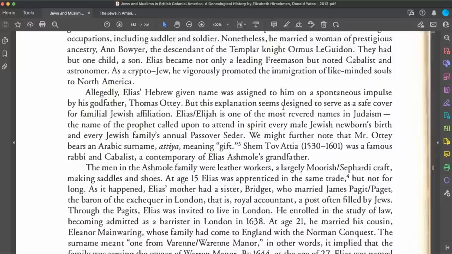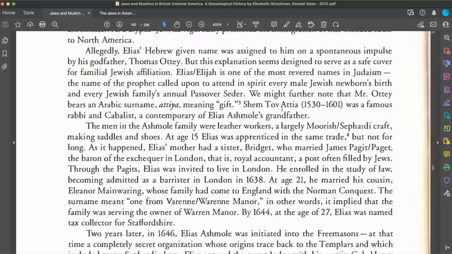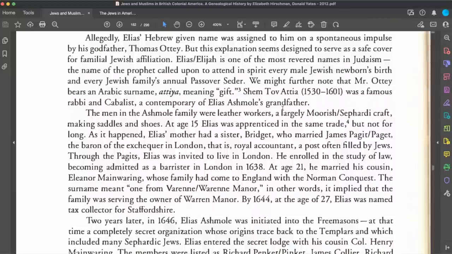The men in the Ashmole family were leather workers, a largely Moorish Sephardi craft, okay? Remember, Ashmole, Ishmael is the same. Making saddles and shoes, that's what they were doing, a Moorish Sephardic craft. At age 15, Elias was apprenticed in the same trade, but not for long.